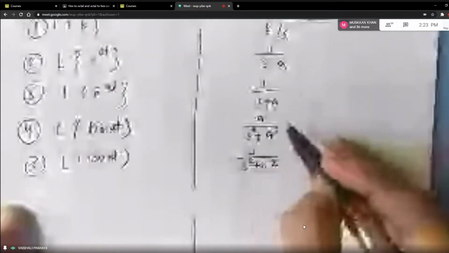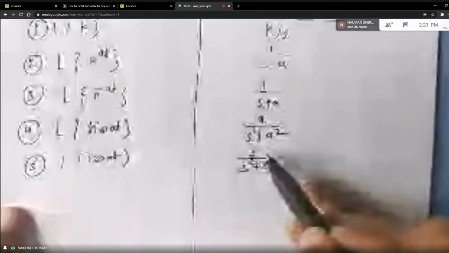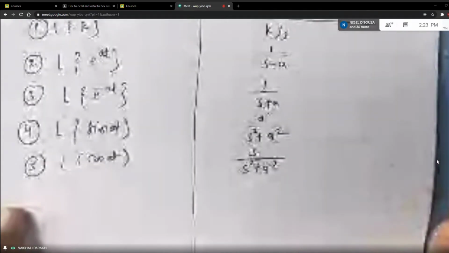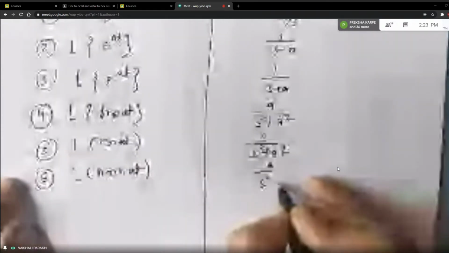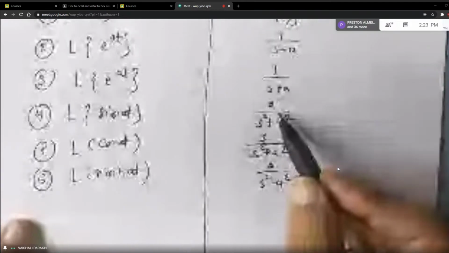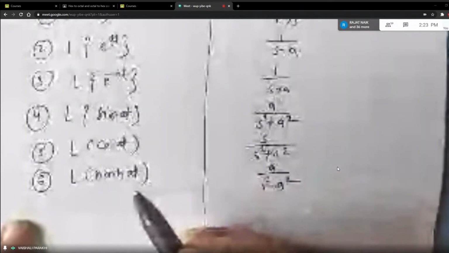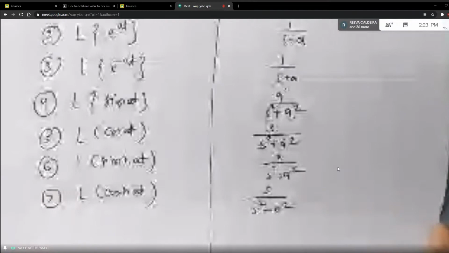So see what is the difference in these two forms, students? Whenever it is sine, the numerator is a, and for cos, the numerator is s. The denominators are the same for both. Then the sixth one is Laplace of sinh at, which is a upon s square minus a square, meaning the middle sign will be minus here. It is similar to sine, but the middle sign in the denominator is minus for hyperbolic sine. And Laplace of cosh at is s upon s square minus a square, similar to cos, but the middle sign is minus.